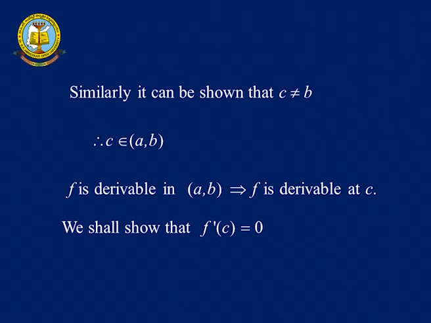So now we have to prove that f dash of c equal to 0. Up to now we proved only that c belongs to (a, b), but we have to show that f dash of c equal to 0. Just now we proved that c belongs to (a, b). Now we are going to prove that f dash of c equal to 0.